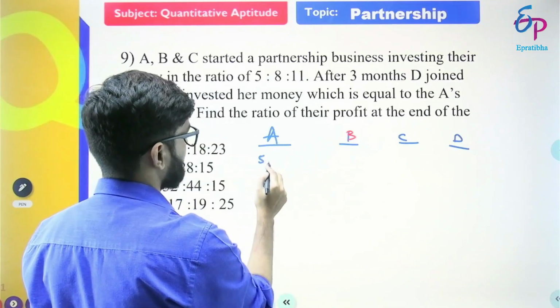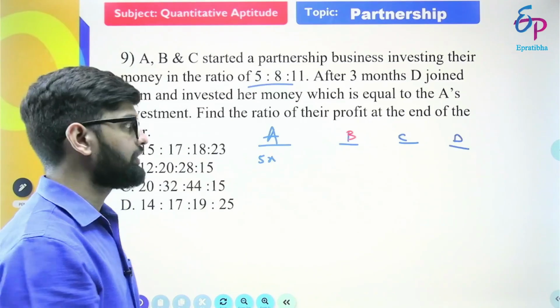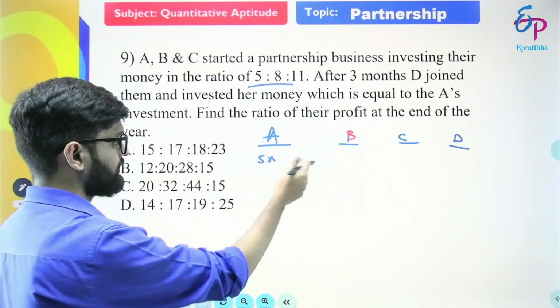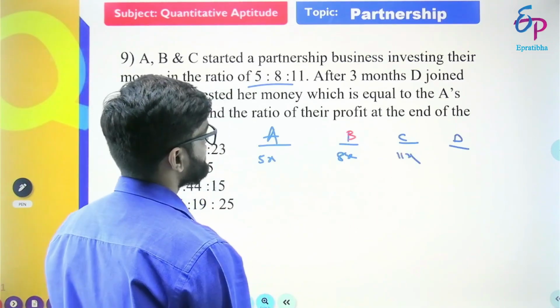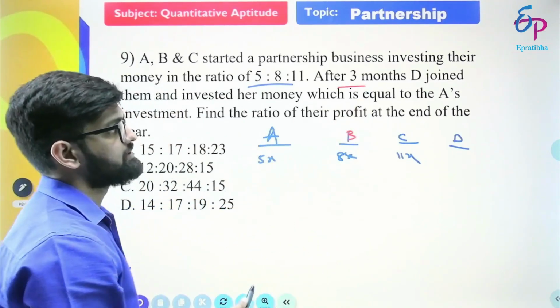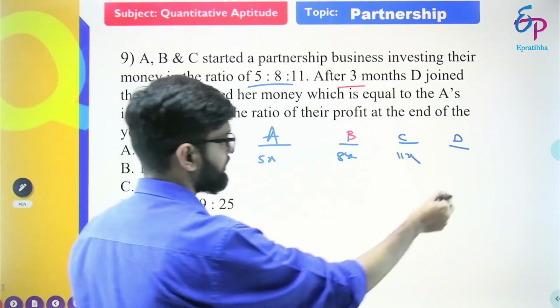Whenever you have a ratio, you can take it in the form of x, like 5x, 8x, 11x, by maintaining the same ratio, since I don't know the x value. What about D? He is joining after 3 months, which means for the first 3 months he is not there. That means he is there only for 9 months.